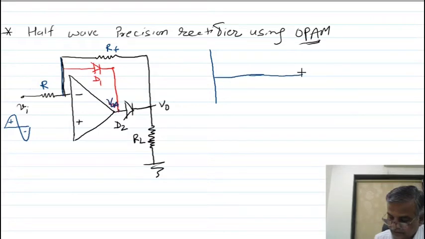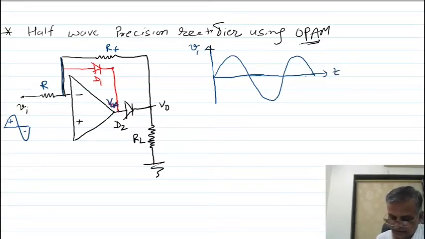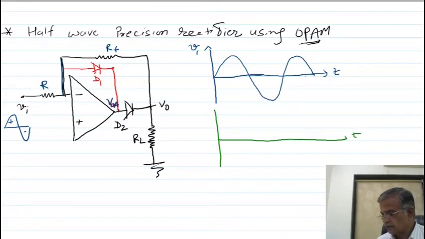This is my input signal I am showing you. With time, my input is Vi. Here is my output voltage. I want to discuss what my output voltage will be during the positive half, during the negative half, and again during the positive half.